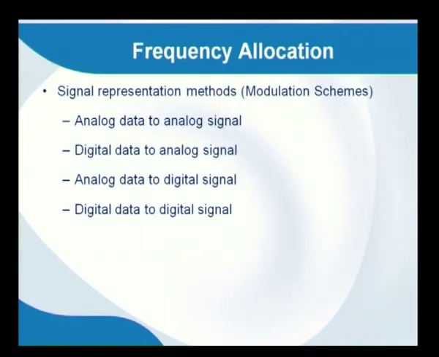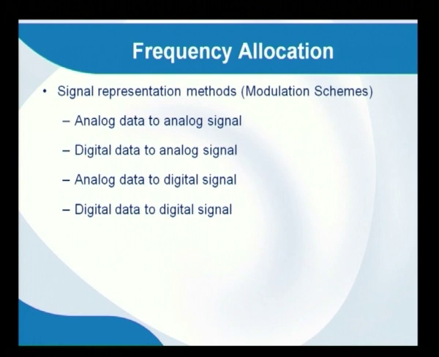Now how to transmit the data over the signal? We are learning how the frequencies are allocated to the channels. The main objective of allocating the frequencies to the channel is to carry the data. So how to carry the data? Signals are used to represent the data actually. So we have four types of signal representation methods. Sometimes they are referred to as modulation schemes. The analog data can be modulated into analog signal. The digital data can be converted into analog signal.